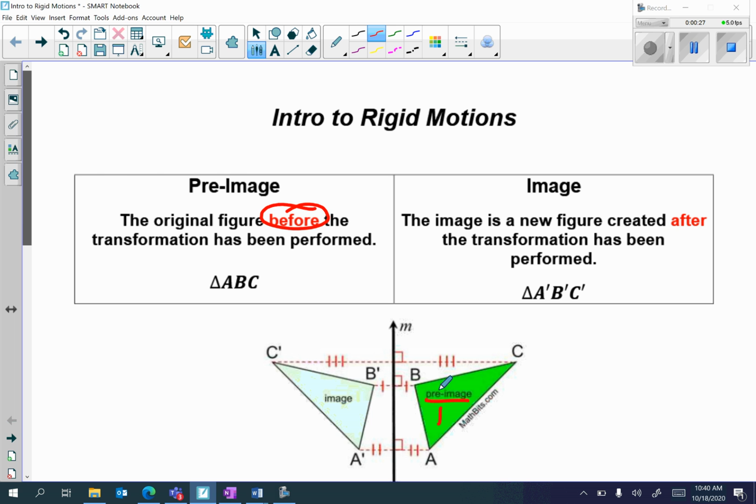The image is a new figure created after the transformation has been performed, and it's represented by triangle A prime, B prime, C prime. Those apostrophes we call prime. And I always put a 2 where my image is. 1 represents what happens first, and after the transformation is the second, which is the image.